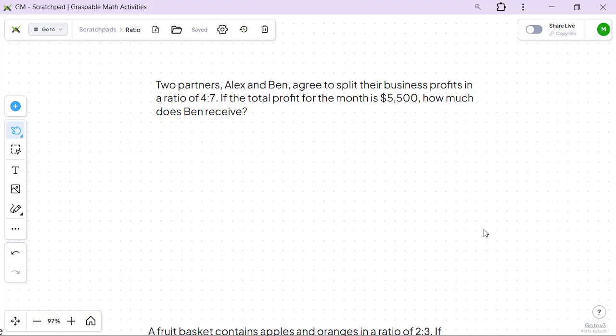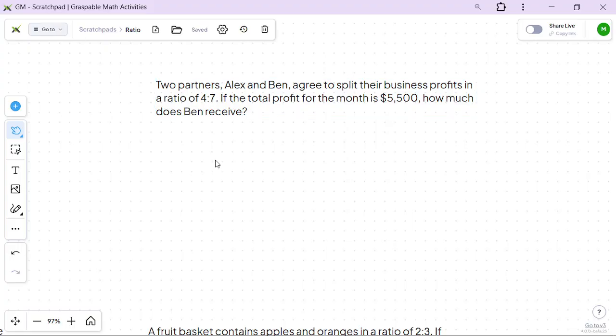But it doesn't mean that we don't have an idea. Remember what I said the last time. Alex's part is going to be 4 scaled, and Ben's part is going to be 7 scaled. We can go ahead and write that. But now we have the keyword total. If you scale Alex's part and scale Ben's part and add both of them together, you're going to get 5,500. Makes sense, right? Because it's the total of their money.